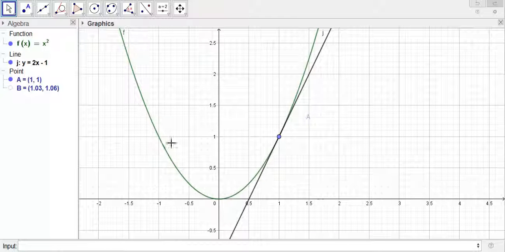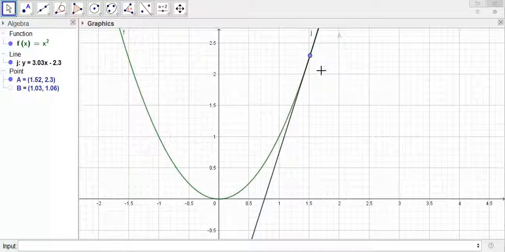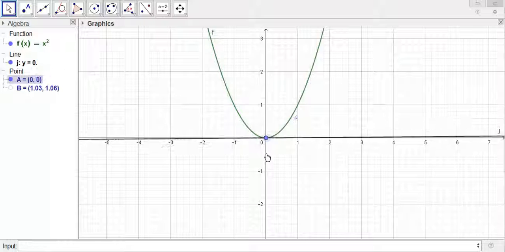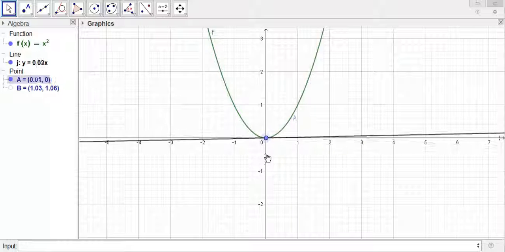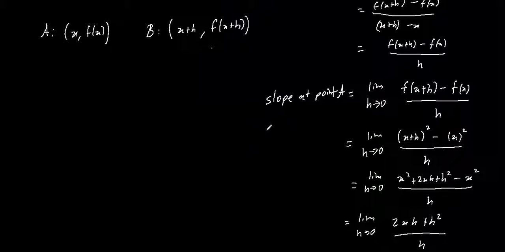So in this case, the function is just x squared, right? And I want to find the slope of this at a given point. So at some point, I have some x value, and I want to know what the slope is at that point. So when x is 0, the slope here is 0, because 2 times 0 is 0, right? And yeah, I think we should be done.